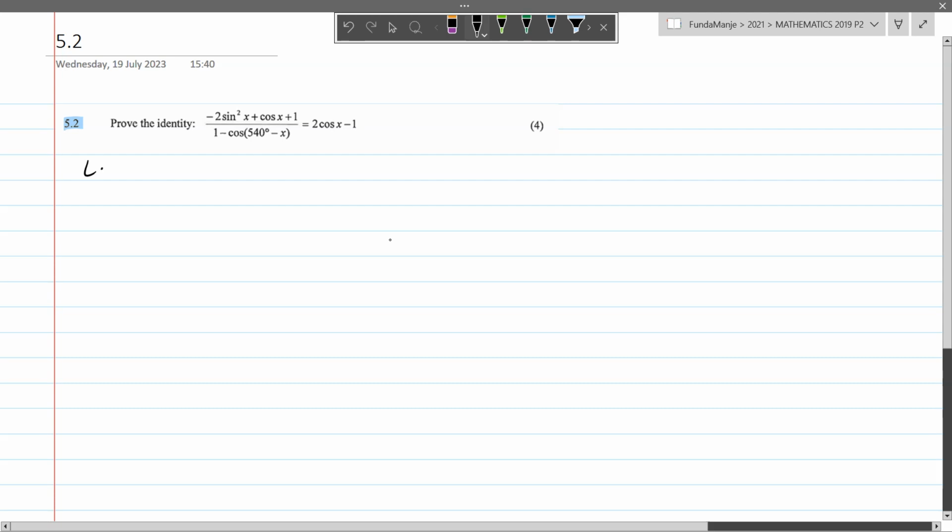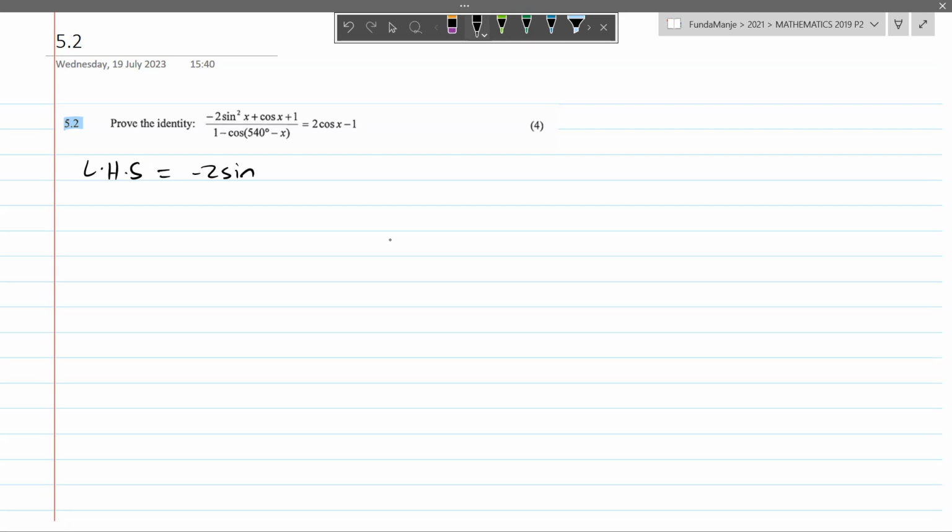So my left hand side will be equal to minus 2 sine squared x plus cos x plus 1, all over 1 minus cos 540 minus x, like that. Then we need to obviously reduce some things and convert some identities. Sine squared x has its own identity, and that identity is 1 minus cos square x. So let's try that out.